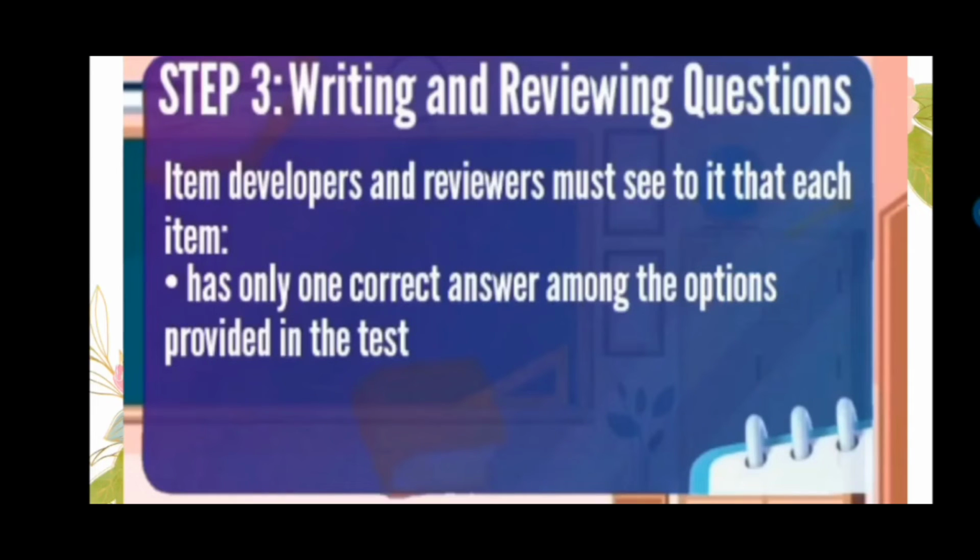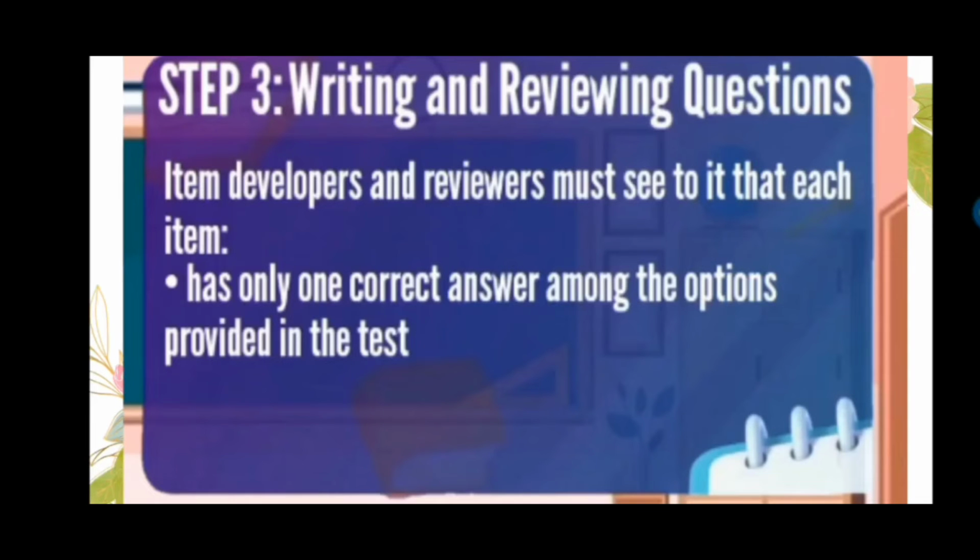Step 3. Writing and reviewing questions. Item developers and reviewers must see to it that each item has only one correct answer among the options provided in the test. Because if the item has two or more answers, therefore the test is not reliable and not valid.